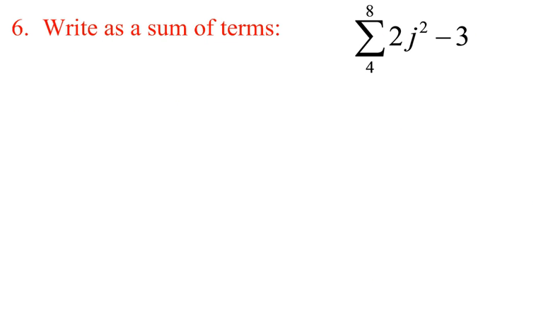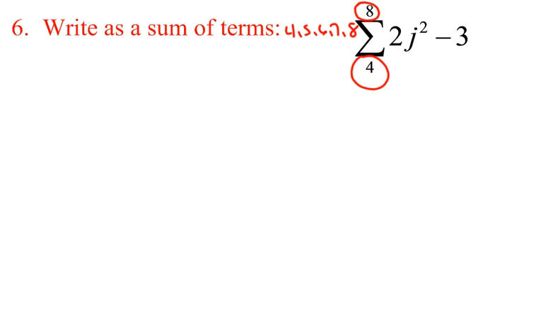The last couple we're doing are from your Excel math, so you're going to want to pay close attention to these. And this says write as a sum of terms. So they want you to actually give all the values when you plug these in. So the first term you'd plug in is a 4, and you're going to plug in a 4, a 5, a 6, a 7, and then the last term's an 8. So we're going to show the value for all of those.